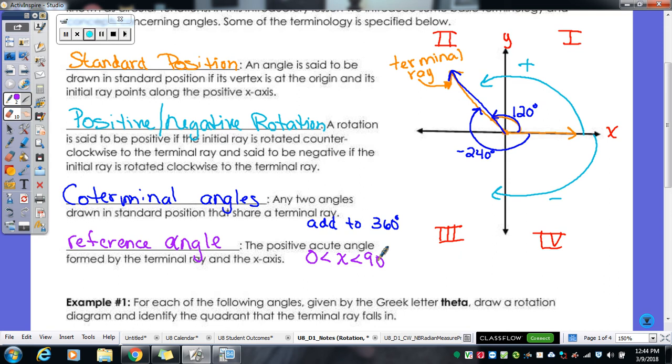So again, for the one we have drawn up here in the second quadrant, my reference angle would be this little acute angle here in purple that goes from the x-axis and then it would go up there. That's where your reference angle would be. And it's always between the x-axis and that terminal side. It's never dealing with the y-axis.